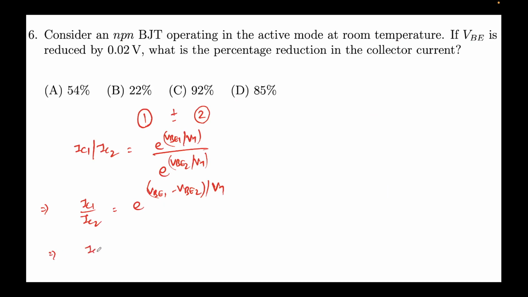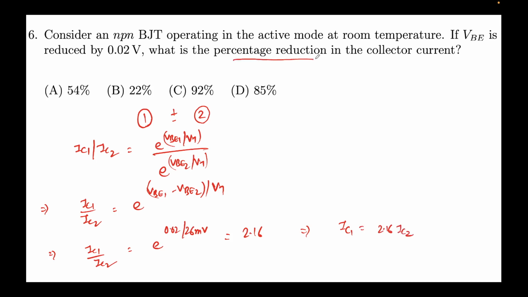So this will give me IC1 over IC2 equals e to the power 0.02 over 26 millivolts. Now I'll evaluate this expression. It's 0.02 divided by 0.026 volts, which comes out to be 0.76, and if I take the exponential, this comes out to be 2.16. So IC1 is 2.16 times IC2.